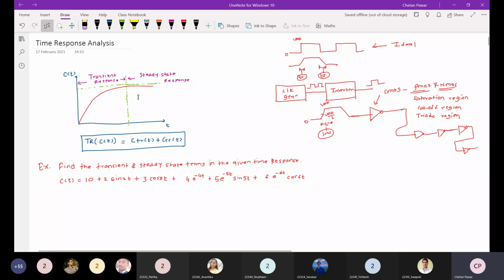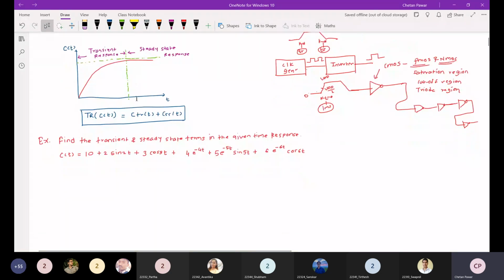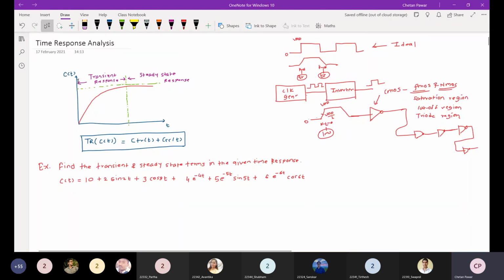As we have seen, the time response c(t) is divided into the transient response and the steady state response. c_tr(t) is the transient response and c_ss(t) is the steady state response. Now if I form the definition of these two responses, it will be like this.